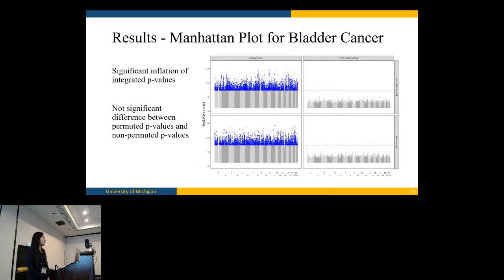And here's the result. Here's the Manhattan plot of bladder cancer, because we have 14 cancers. Each one has one Manhattan plot, and we only present one here. If you compare the left and right columns of the plots, this is the integrated data set and the non-integrated data set. You can see that there's a significant inflation of the integrated p-values. That is the same conclusion as from the QQ plot. But if you compare the top and bottom Manhattan plots, you can see that there's no significant difference between the permuted p-values and the non-permuted p-values. So we need to calculate the FDR to find which variants are significant.